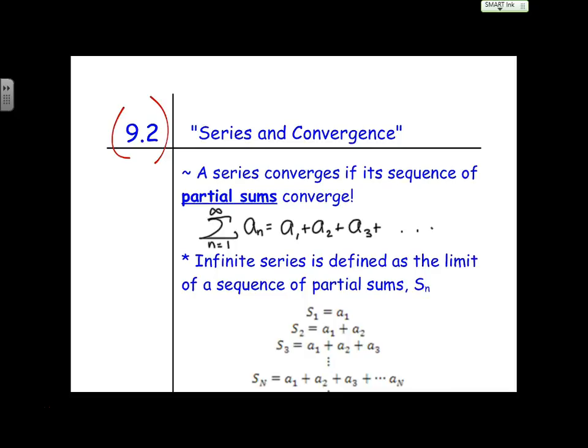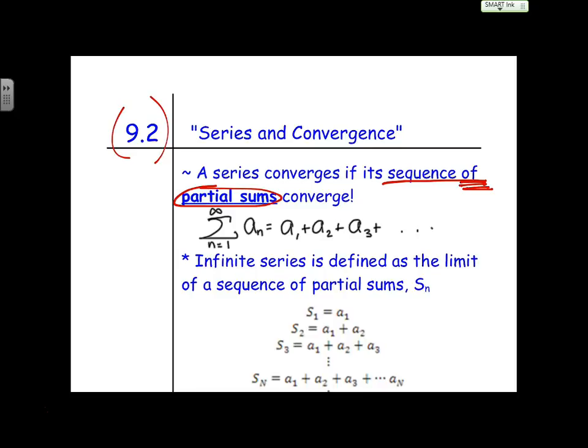Kim. A series. What's a series? The sum of a sequence. A series converges if its sequence of partial sums converge. Now, here's the struggle. I didn't say if its sequence converges. I said if its sequence of partial sums. Exactly. The series converges if its sequence of partial sums converge.